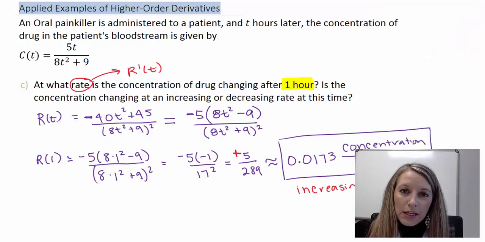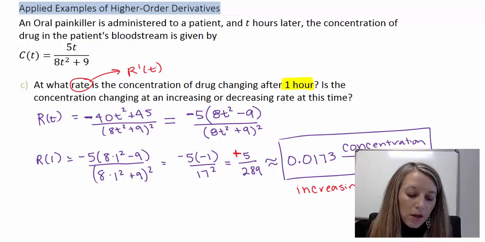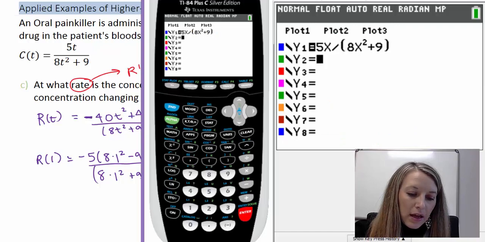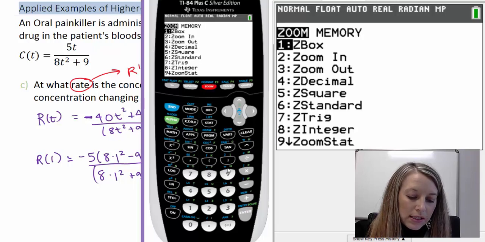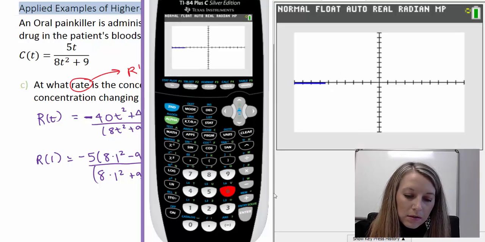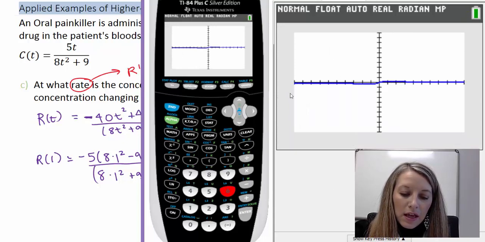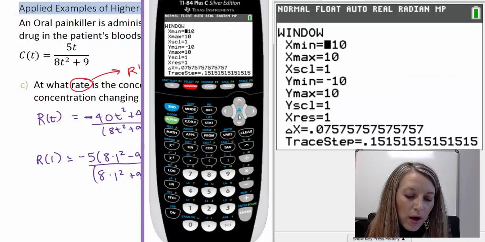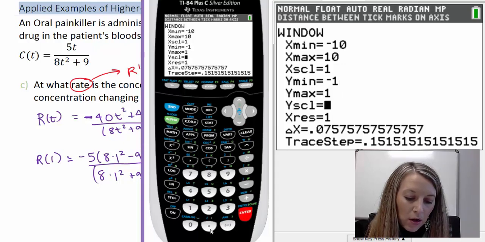I'm going to go ahead and double check this answer by using my calculator, and that's going to help me with my next part, part D as well. So I have my equation plugged in of 5x over 8x squared plus 9. Let's graph this on the standard window, so zoom 6. We see everything is centered around my x-axis here, so let's go ahead and zoom in on that. So I need to minimize my y value, so let me just do my y min of negative 1, my y max of positive 1, and then I'll go by my scale of 1/10 or 0.1.